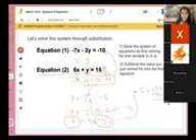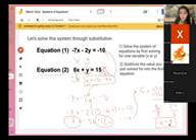Thirty minus 10 is 20. We get 5x is equal to 20. In order to isolate x, we're going to divide by 5. And we get x is equal to 4. Okay, so we just found the solution for x for this system.